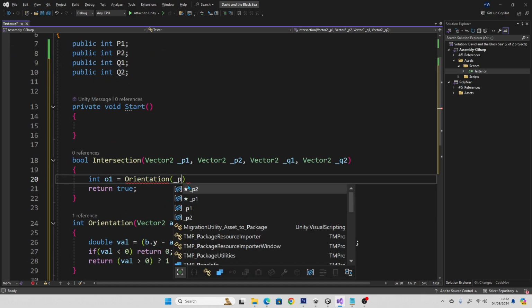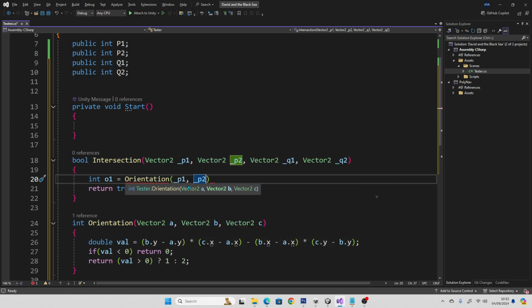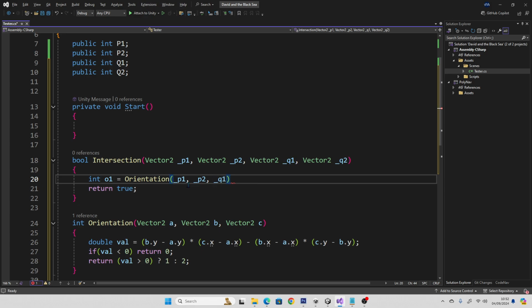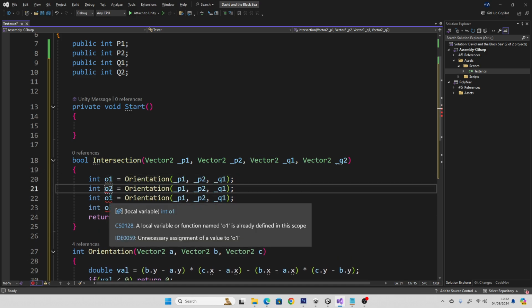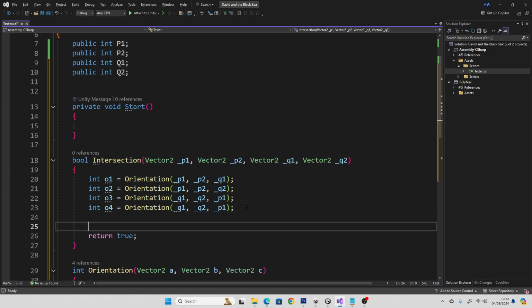So let's just pass in P1 and P2. And we're going to be analyzing with Q1 first. And that'll give us our answer as O1. And we need four of these. One, two, three, four. And we're doing P1 again. But this time we're doing the Qs. And then I'm going to swap this for the Ps. Okay. Then we ask that question.